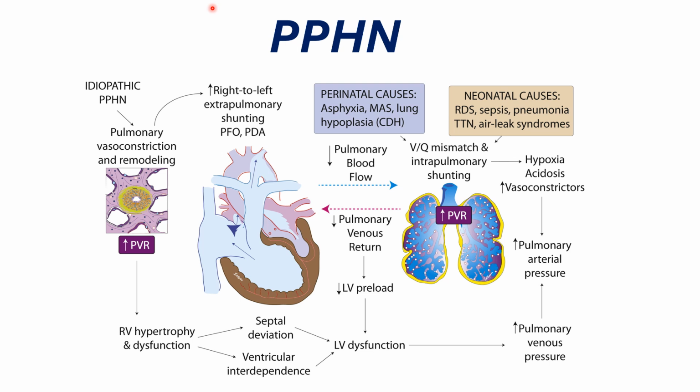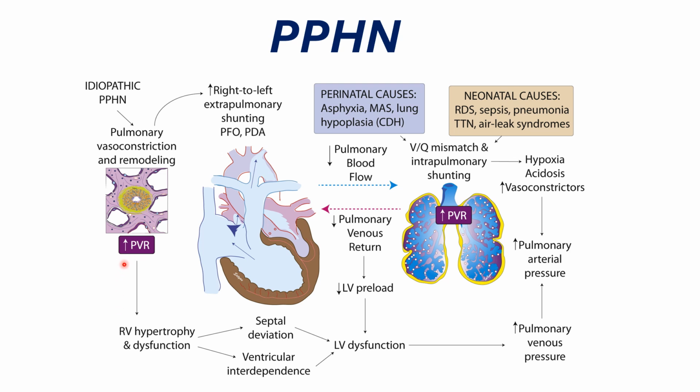Now, on this slide, you can see sometimes the cause of PPHN is idiopathic, and what happens is we have pulmonary vasoconstriction and remodeling, and this will cause an increase in pulmonary vascular resistance and an increase in right to left shunt through the PFO and PDA. Let's take this path first.